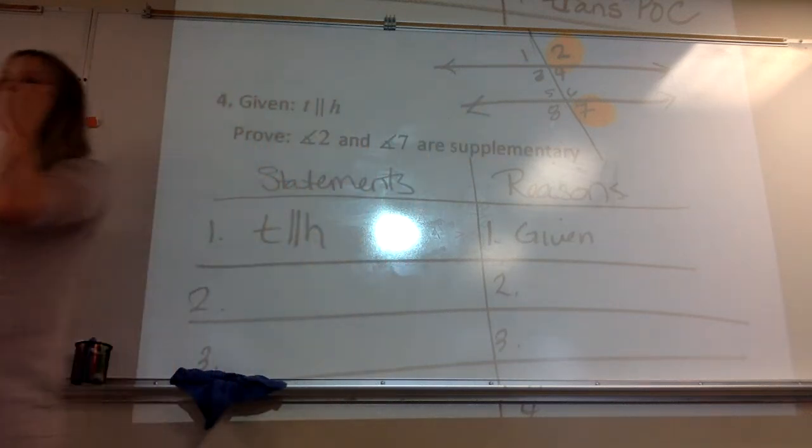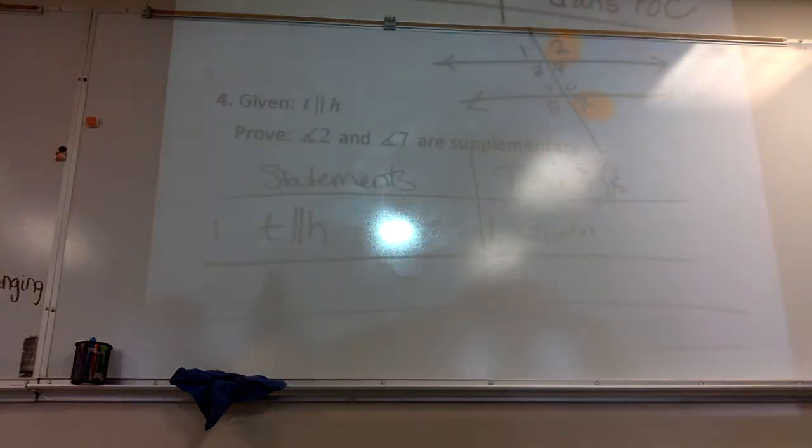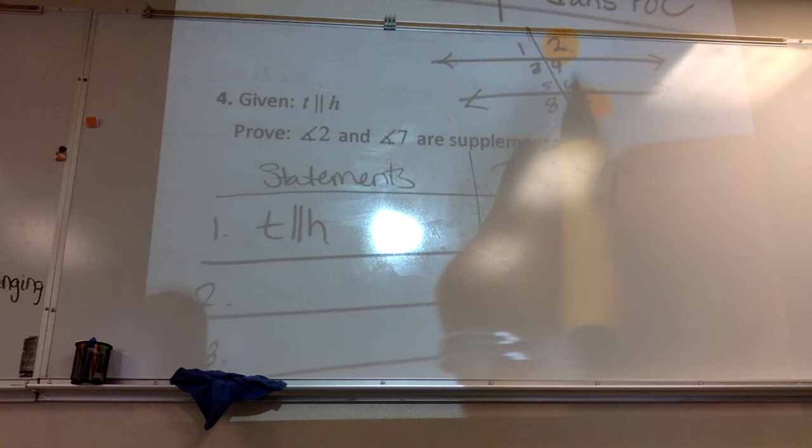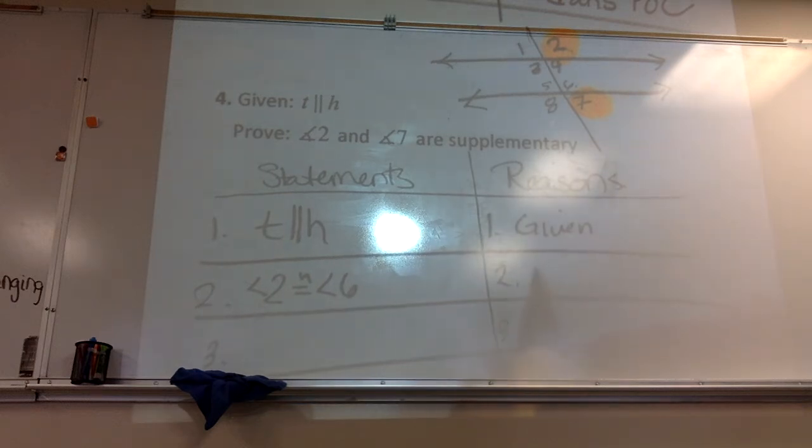So I'm gonna bring number 2 in by corresponding angles, just because I heard Ava first, and I just went with it. So let's do that. We're going to say, are corresponding angles congruent or supplementary? Good. So angle 2 is congruent to angle 6 by corresponding angles.